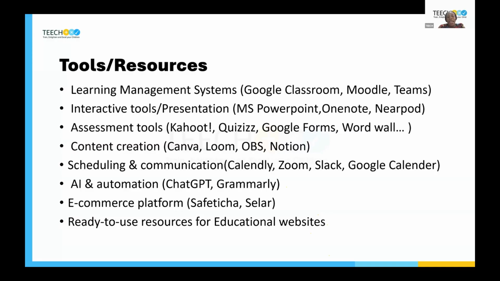And then we have AI and automation, which is ChatGPT, our best friend, and Grammarly. Now, you can use Grammarly when you are trying to write a report at the end of the month. Say maybe you want to communicate with the parent your progress with their child so far. You can make use of Grammarly to correct your grammatical errors in your report, or you can make use of ChatGPT as well. And then we have e-commerce platforms where you can actually sell.